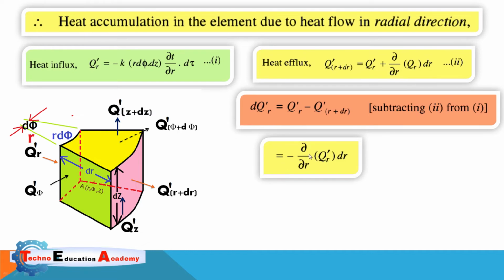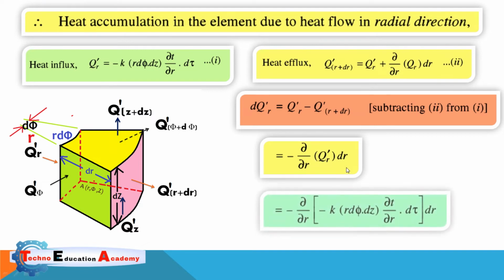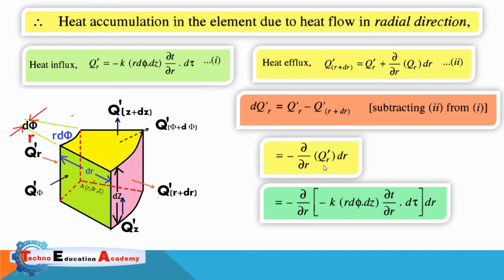equal to minus del by del r of q dash r into dr. Now we will put the value of q dash r from equation 1. So in this equation, we are putting the value of q dash r equal to minus k in bracket r d phi into dz into del t by del r into d tau. Okay, and dr is already there.